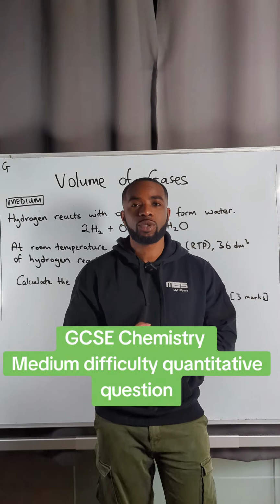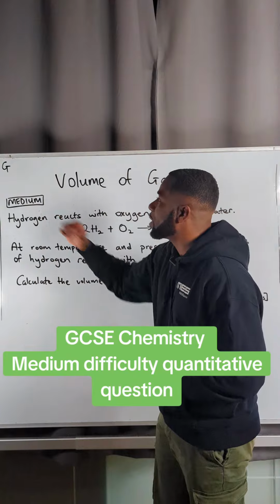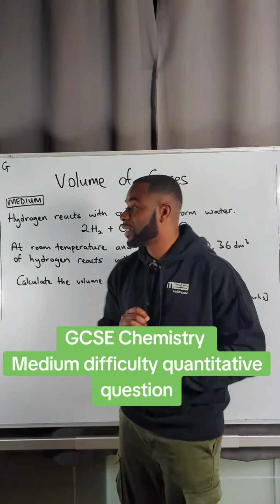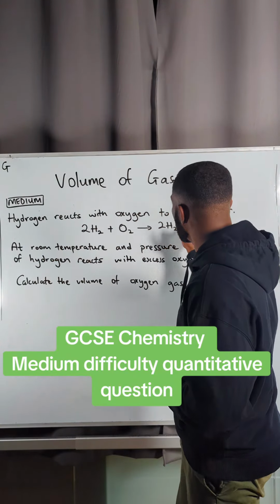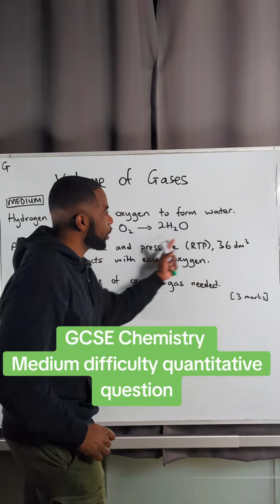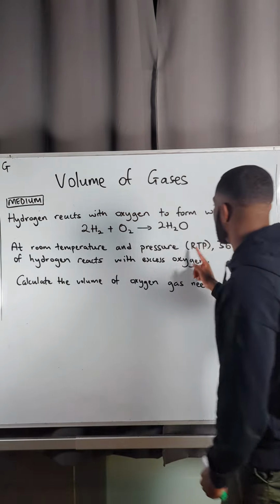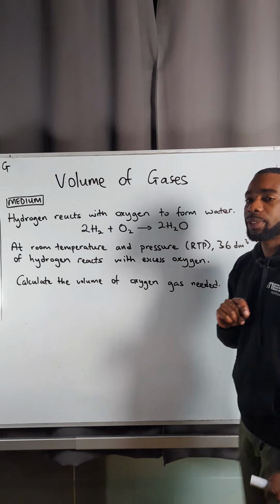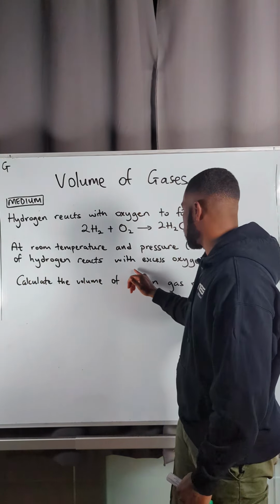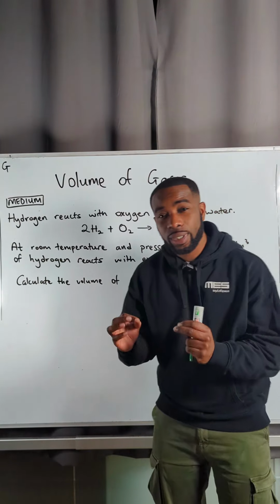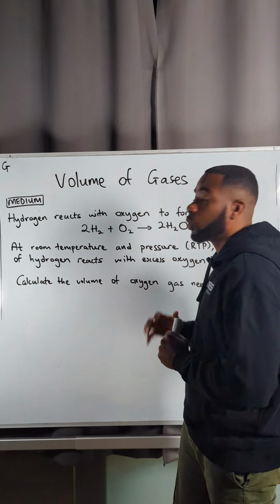We're still looking at volume of gases here, but this time it's a medium level question. It says hydrogen reacts with oxygen to form water. We have the equation over here, nice. At room temperature and pressure, which is RTP, 36 decimeters cubed of hydrogen reacts with excess oxygen. We need to calculate the volume of oxygen that would be needed.